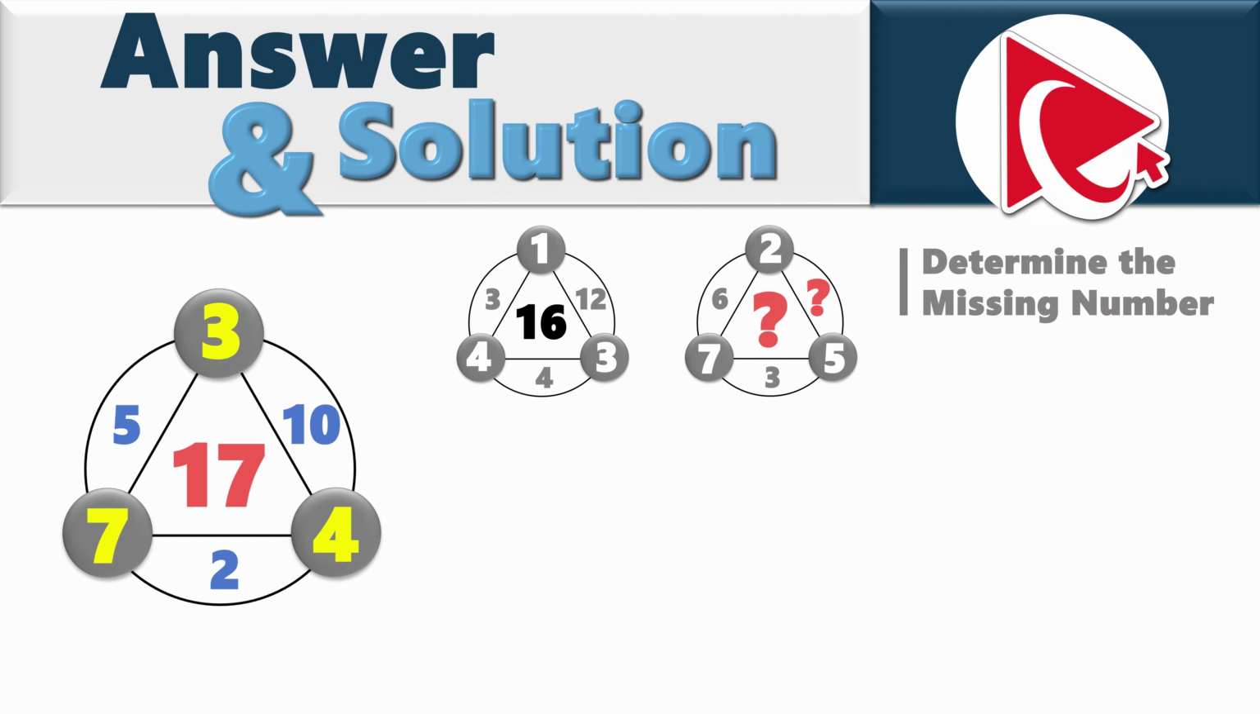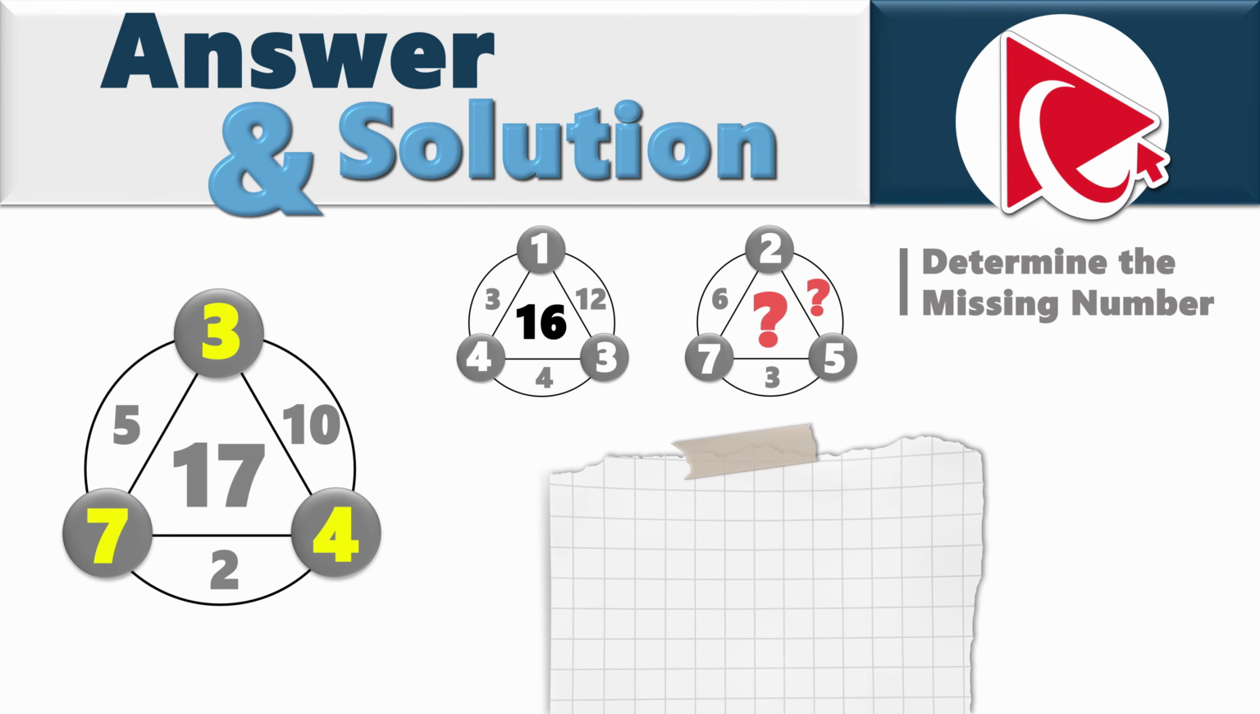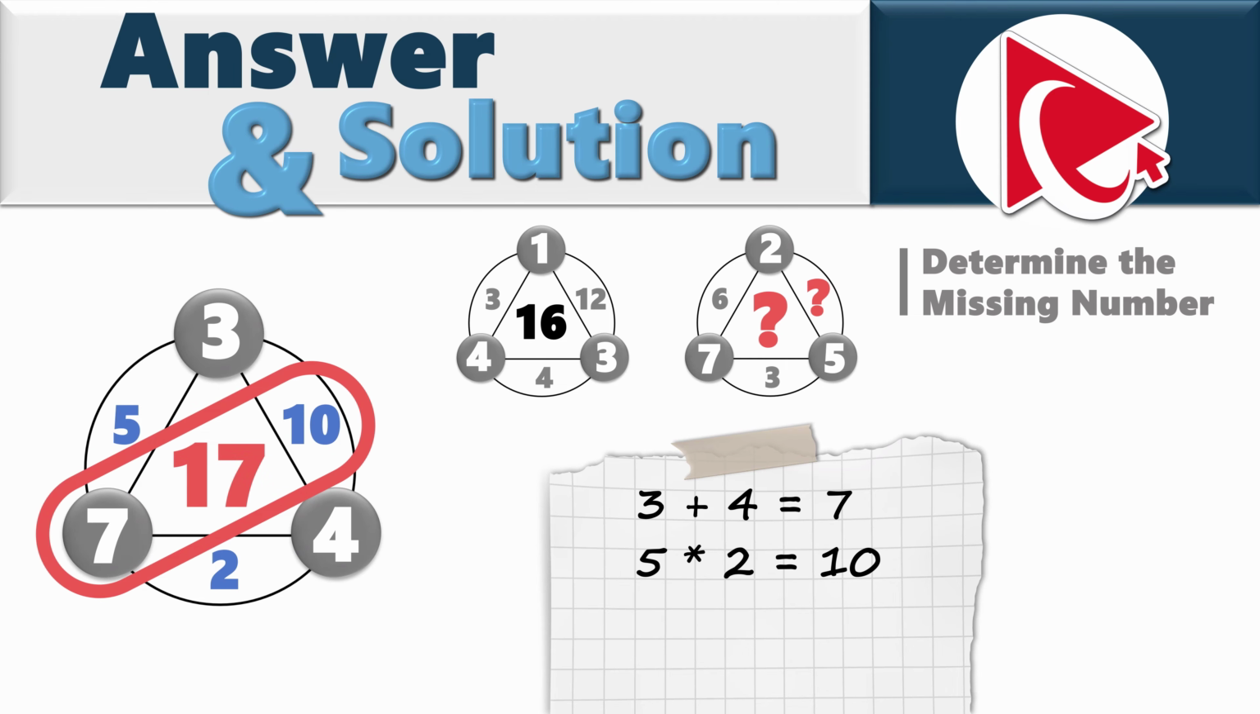Let's look at the example. If you look closely at the numbers in small circles, 3, 4, and 7, you can easily see that 3 plus 4 equals 7. Let's look at the numbers inside of the larger circle. 5 multiplied by 2 equals 10. You need to move counterclockwise here. 7 and 10 are results of the calculations. 10 plus 7 equals 17, which represents the middle number.